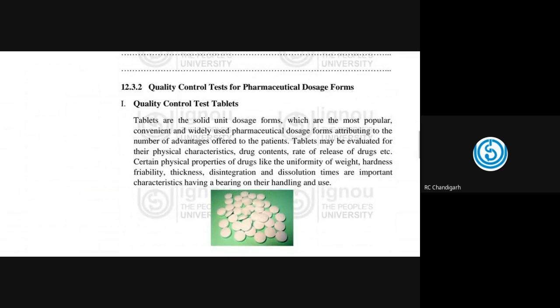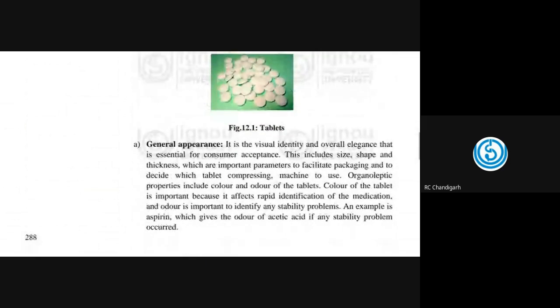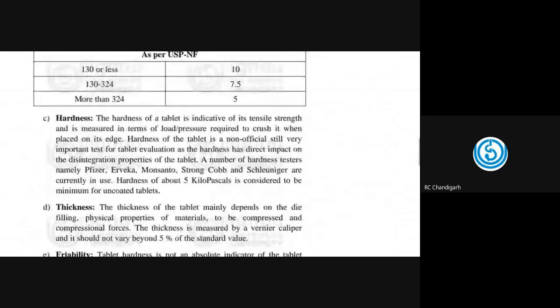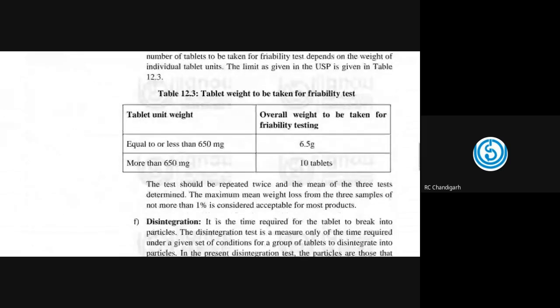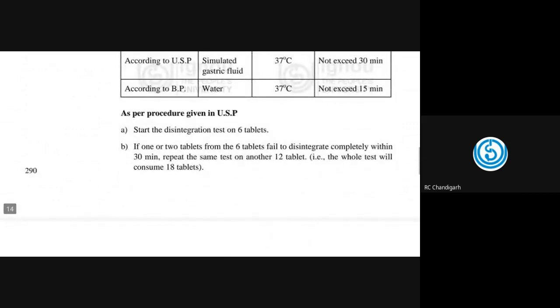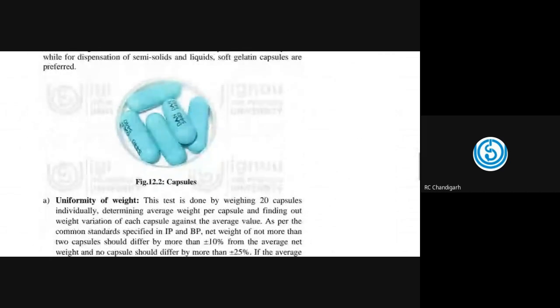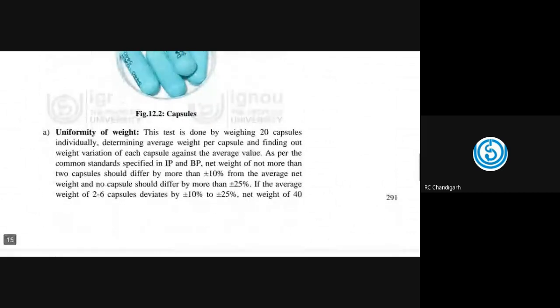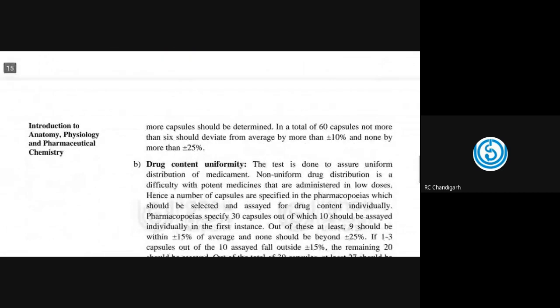Now, different quality control tests for different pharmaceutical dosage forms. Quality control tests for tablets include general appearance, weight uniformity, hardness, thickness, friability, and disintegration of the tablet. Then, quality control tests for capsules include uniformity of the weight of the capsule, drug content uniformity, and disintegration.